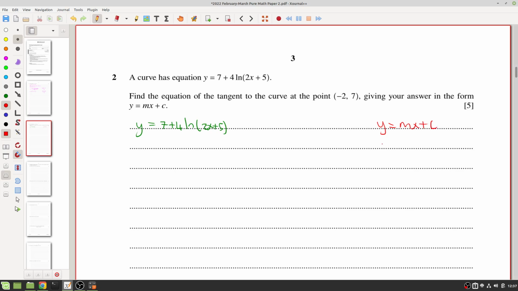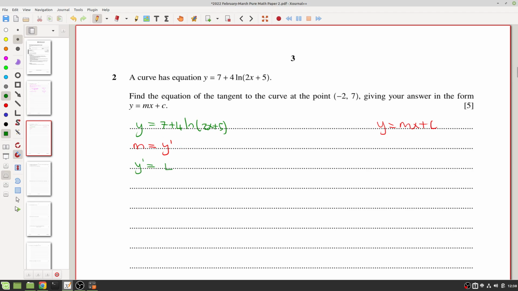Okay, so we need the gradient. The gradient is m, right? So the gradient of this tangent will be the same as the gradient of this curve at that point. So the gradient of a curve is the derivative of that curve. So m is equal to the gradient of this curve, the derivative. So let's differentiate. Okay, so differentiating a constant gives us 0, so that's 0.